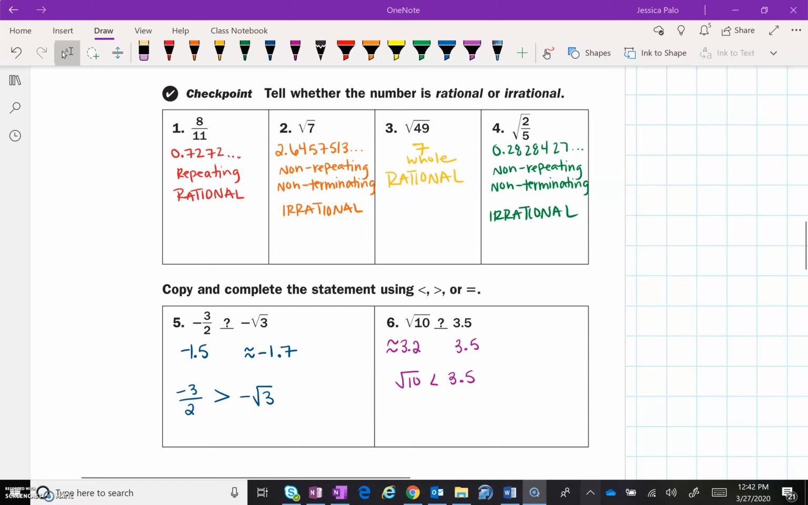Number 5, negative 3 over 2 came out to negative 1.5. Negative radical 3 came out to approximately negative 1.7. Negative 1.5 is closer to 0 than negative 1.7, so negative 3 over 2 is greater than negative radical 3. And number 6, radical 10 is approximately 3.2, but irrational, and 3.5 is 3.5. So 3.2 is less than 3.5. Radical 10 is less than 3.5.